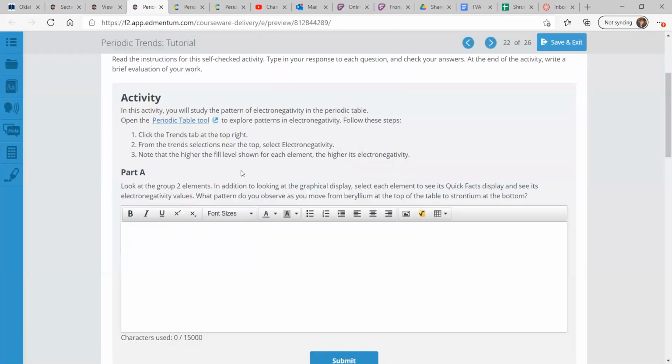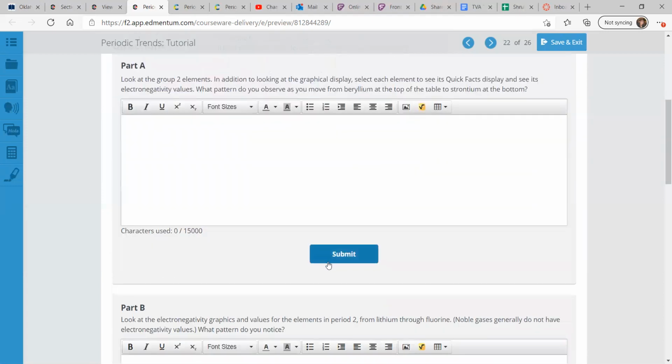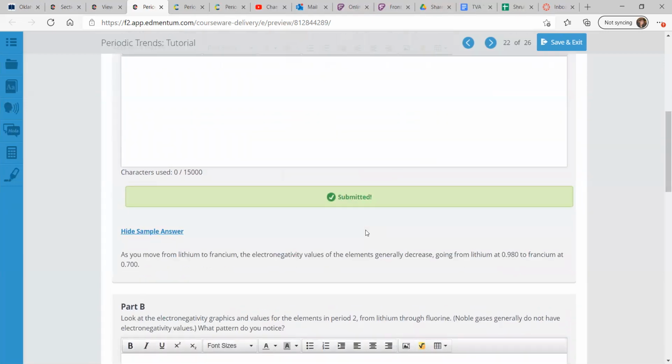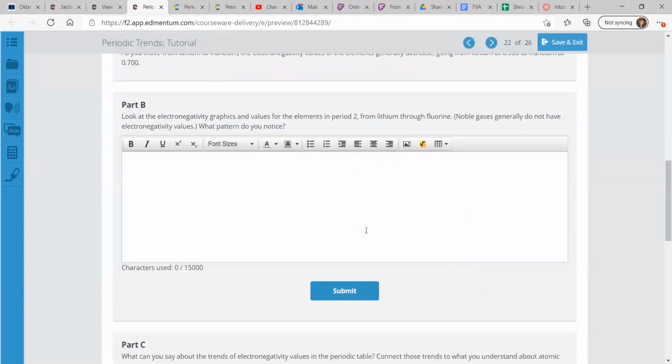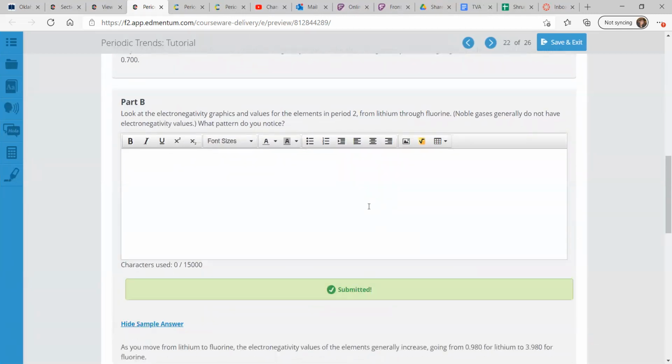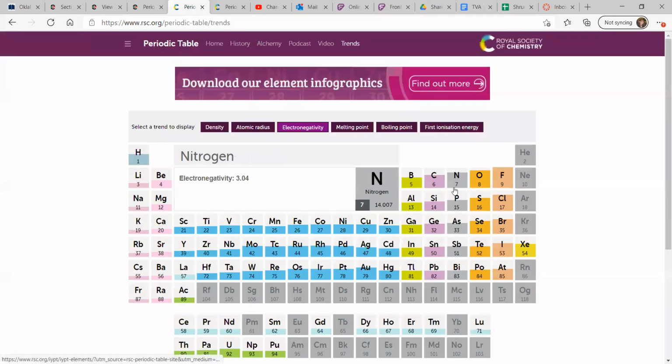So as you move from lithium to francium, the electronegativity values of the elements generally decrease, they go down. Look at the electronegativity values for the elements in period 2 from lithium to fluorine. As you see, the noble gases do not have electronegativity because they don't attract or repel. They don't deal with this. So it's only lithium to fluorine for this one.